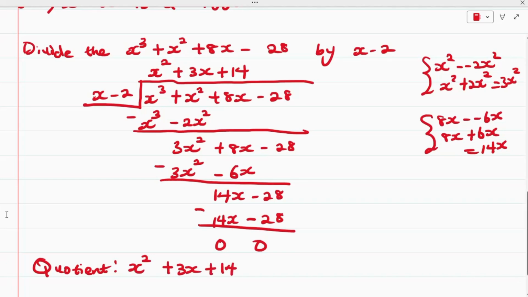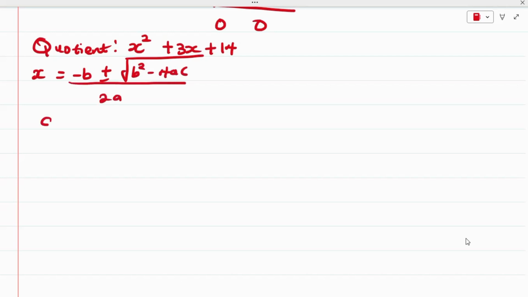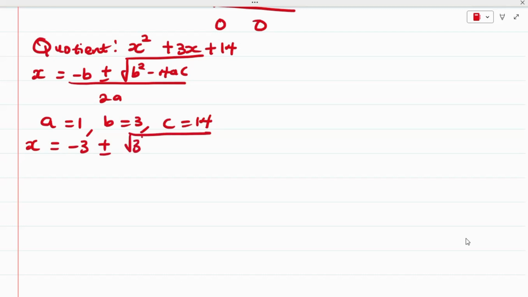14. Alright, so we want to simply solve this quadratic equation. So we're going to apply the quadratic formula that says x equals minus b plus or minus the square root of b squared minus 4ac, divided by 2a, where a equals 1, b equals 3, and c equals 14. Alright, so we have that x equals minus 3 plus or minus the square root of b squared, which is 3 squared, minus 4 multiplied by a, which is 1, multiplied by c, which is 14, divided by 2 multiplied by a, which is 1.